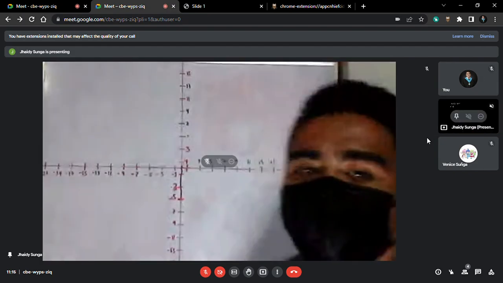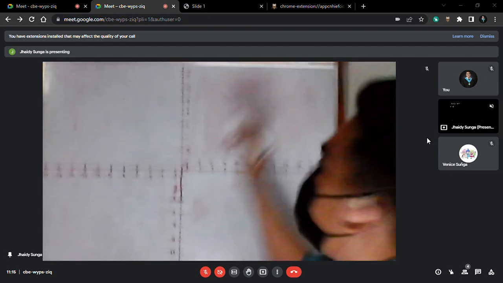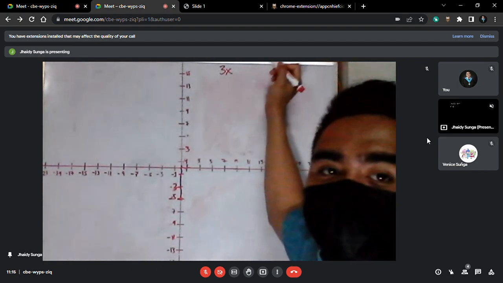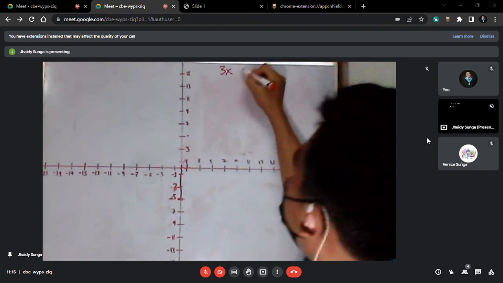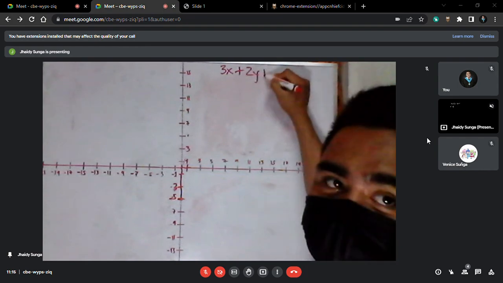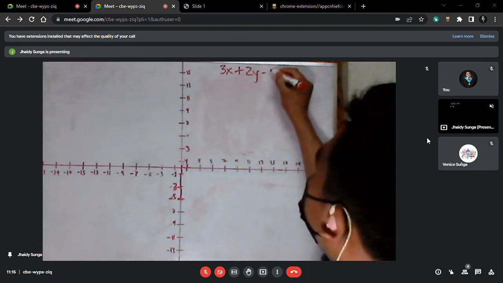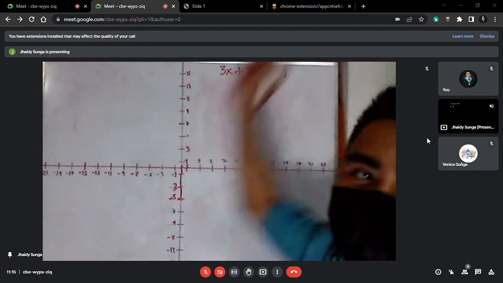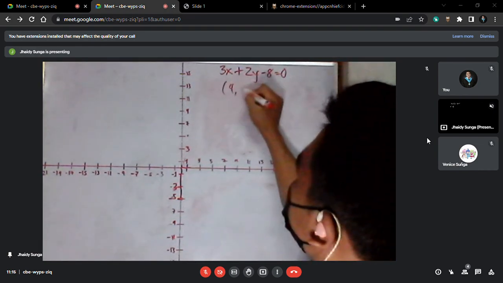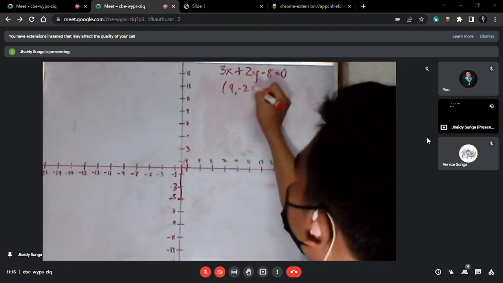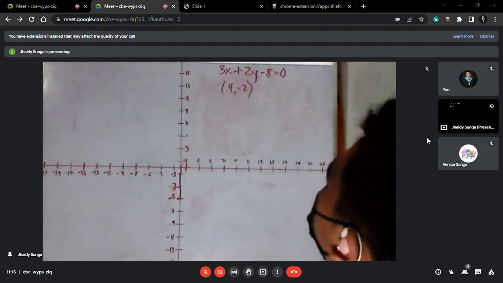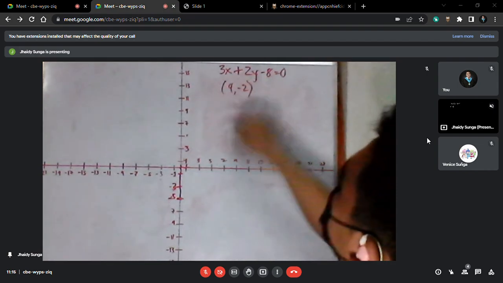All right, so from the forms of 3x, can you see? From the 3x plus 2y minus 8 is equal to 0. All right, so it is said that the point 4, negative 2 is on the line. So how are we going to know if the point 4 and negative 2 is on the line?